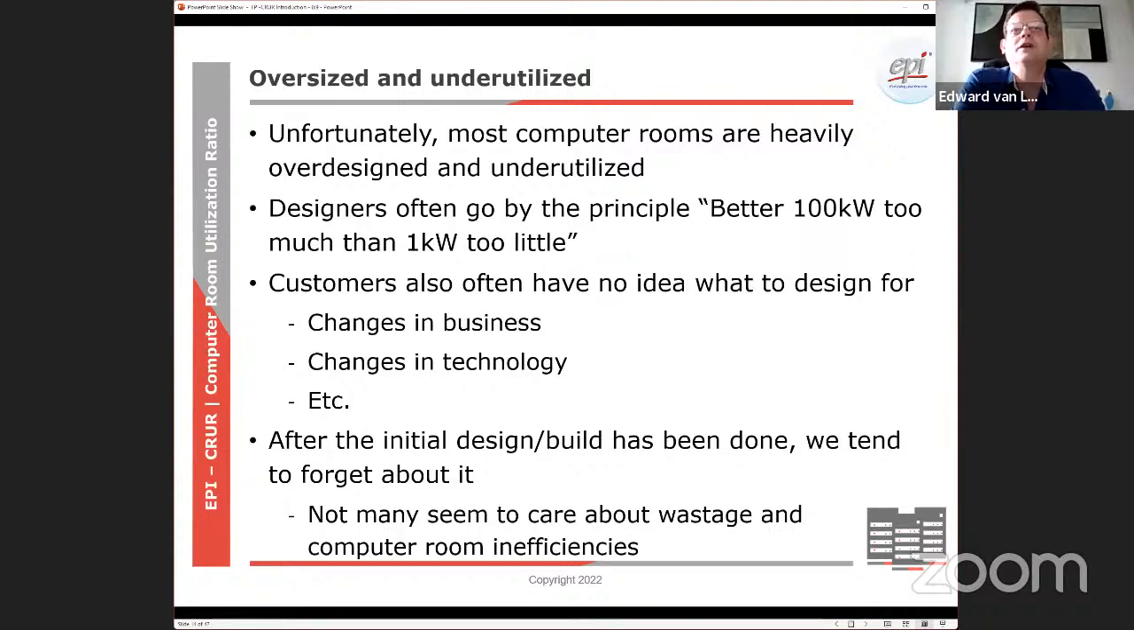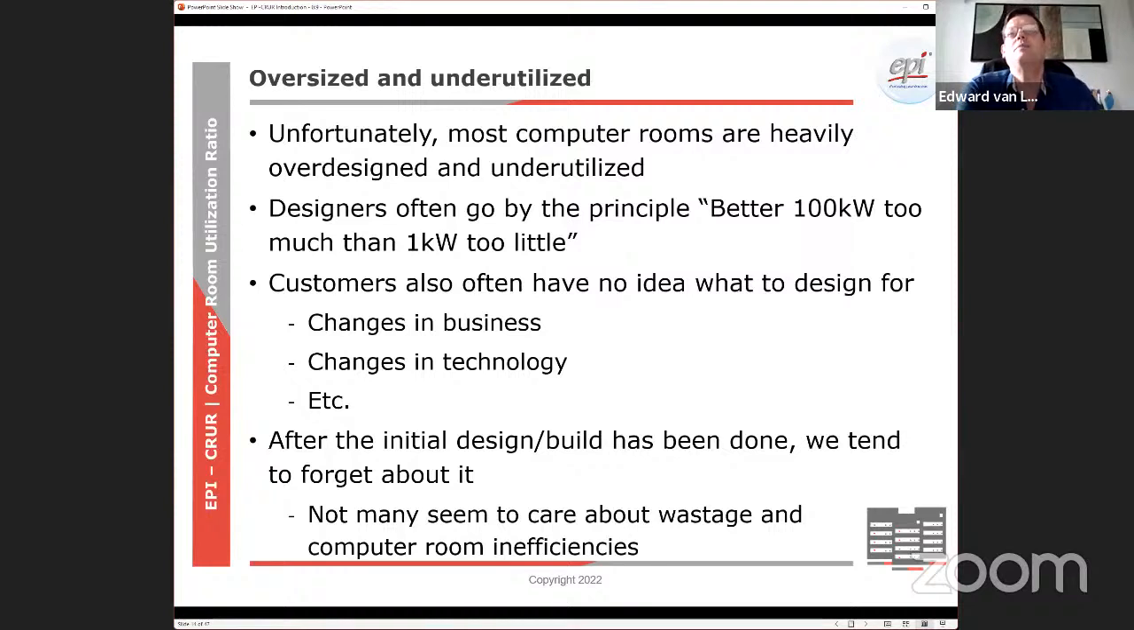One reason is that the designers and consultants obviously would like to play safe. What we normally say in EPI is, it's better to have 100 kilowatt too much than 1 kilowatt too little. So if I, as a designer, over-design your data center, you're probably not going to shout at me after 2 years saying, I'm hardly using my space. But if I designed it and there is 1 kilowatt too short, that means you can't turn on your IT system, then of course we will be in trouble.